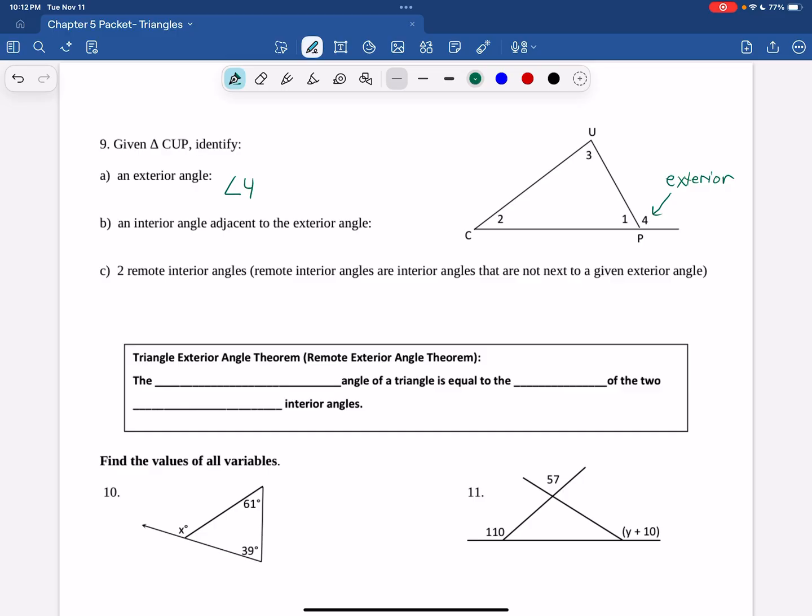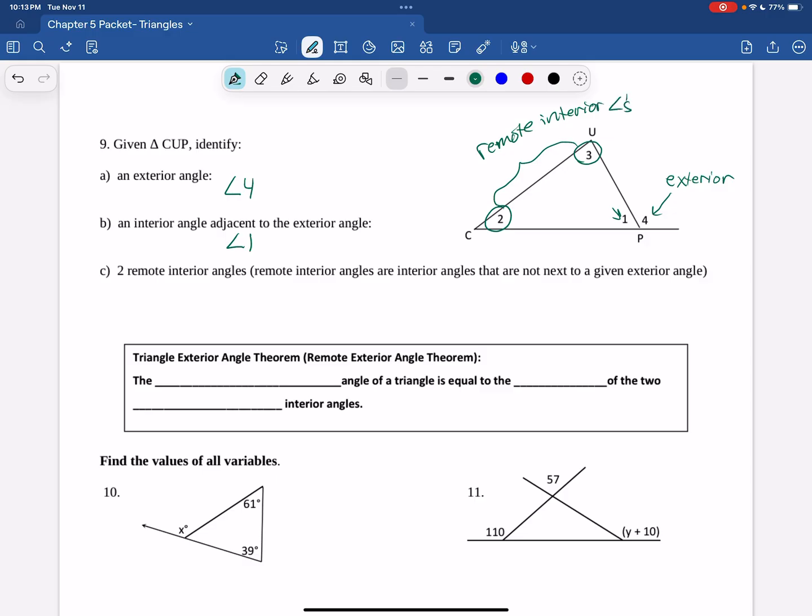All right, now, out of angles 1, 2, and 3, angle 1, this is the adjacent angle to the exterior. So this angle 1 is adjacent. So that means that these two angles, angle 2 and angle 3, these are known as the remote interior angles.